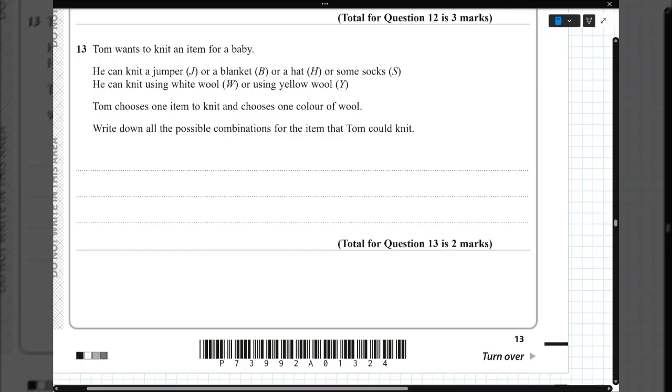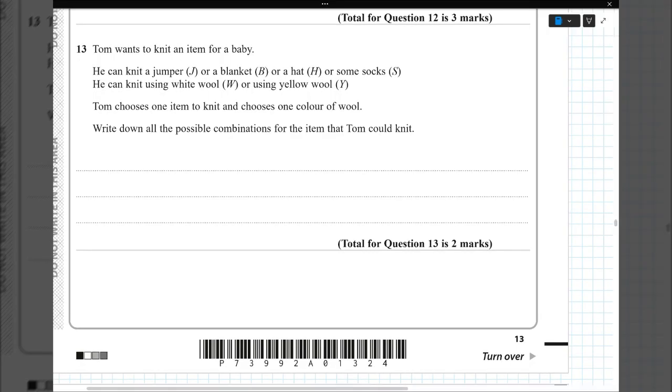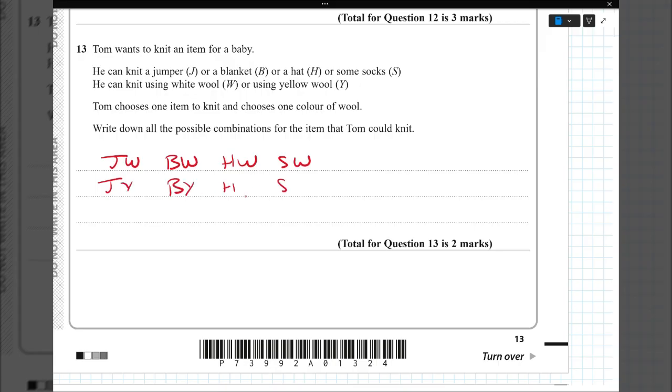Okay, question 13. Tom wants to knit an item for a baby. He can knit a jumper, or a blanket, or a hat, or some socks. He can knit using white wool, or he can knit using yellow wool. Tom chooses one item to knit and one colour. Write down all the possibilities. So he can have a jumper that's white, a blanket that's white, a hat that's white, socks that are white. And then we can repeat all of this, but change the colour. And that's all of our options, all 8 of them.